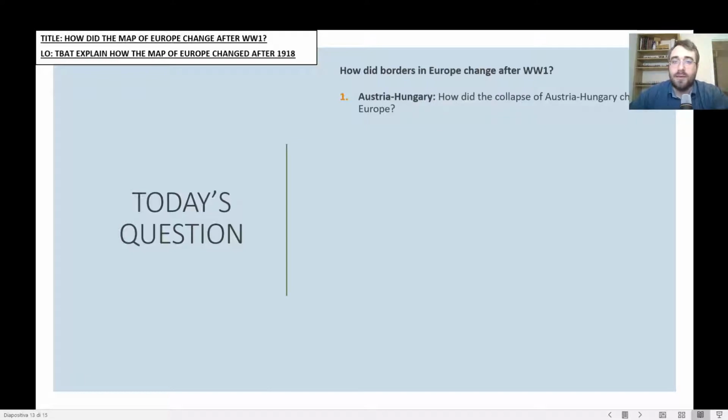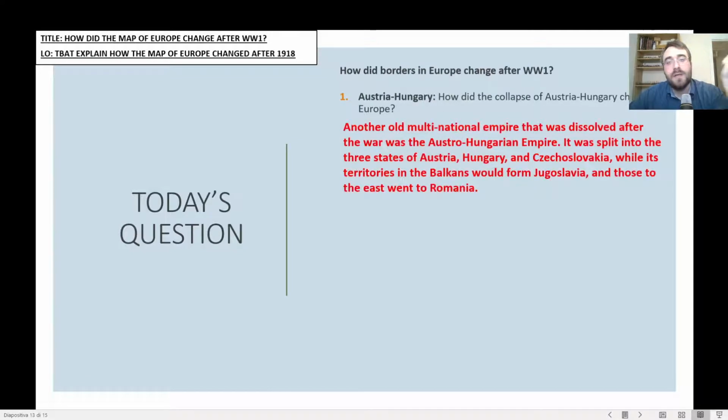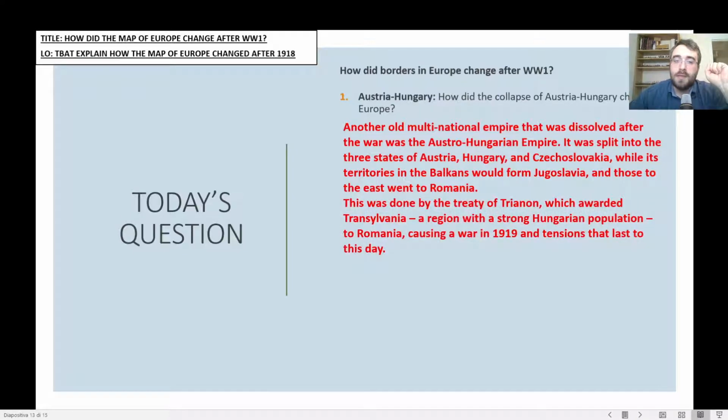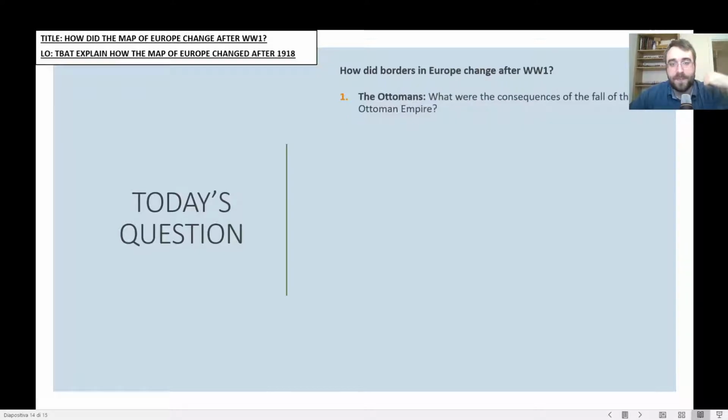Austria-Hungary. How did the collapse of Austria-Hungary change Europe? Another old multinational empire that was dissolved after the war was the Austro-Hungarian Empire. It was split into three states of Austria, Hungary and Czechoslovakia, while its territories in the Balkans would form Yugoslavia, and those to the east went to Romania, which already existed. This was done by the Treaty of Trianon, which awarded Transylvania, a region with a strong Hungarian population, to Romania, causing a war in 1919 and tensions that last to this day.